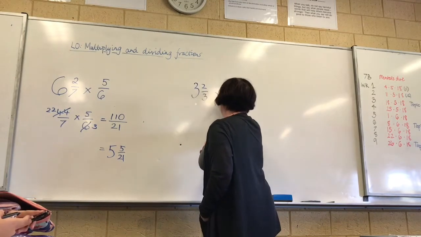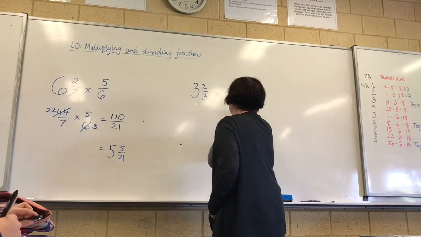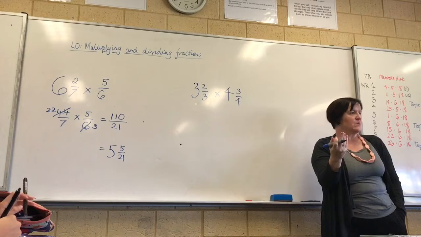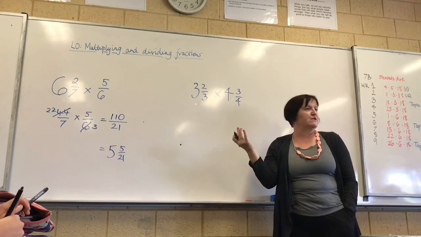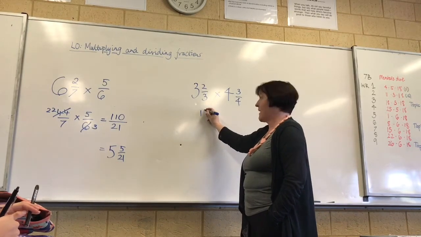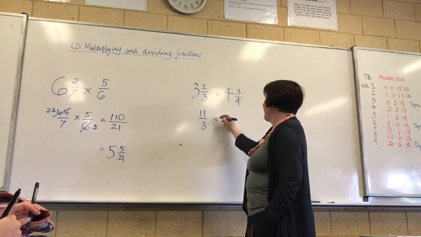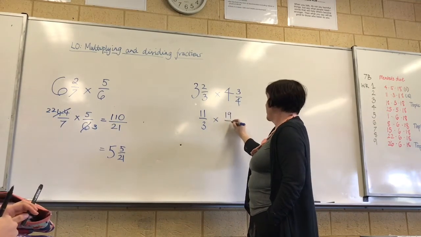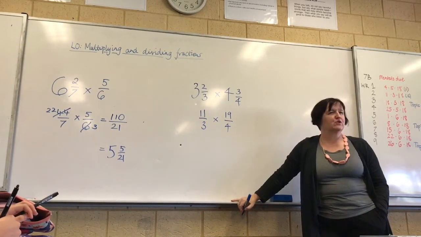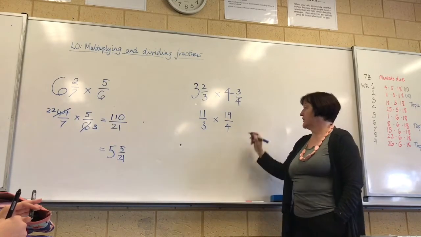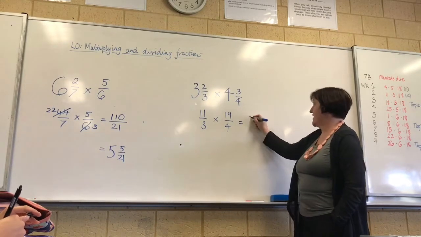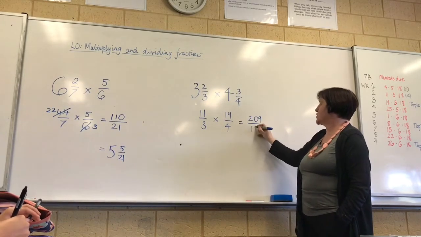Now, if you can do the others, you can do these. So obviously, following the premise that we've been using, what will you do to both those fractions? Make them improper. So can you do that for me then? The first one would be 11/3 and the second one would be 19/4. Well done. Okay, any way to cross cancel? Unfortunately not, no. So, what's 11 times 19? 209. 209, yeah. 209 over 12.